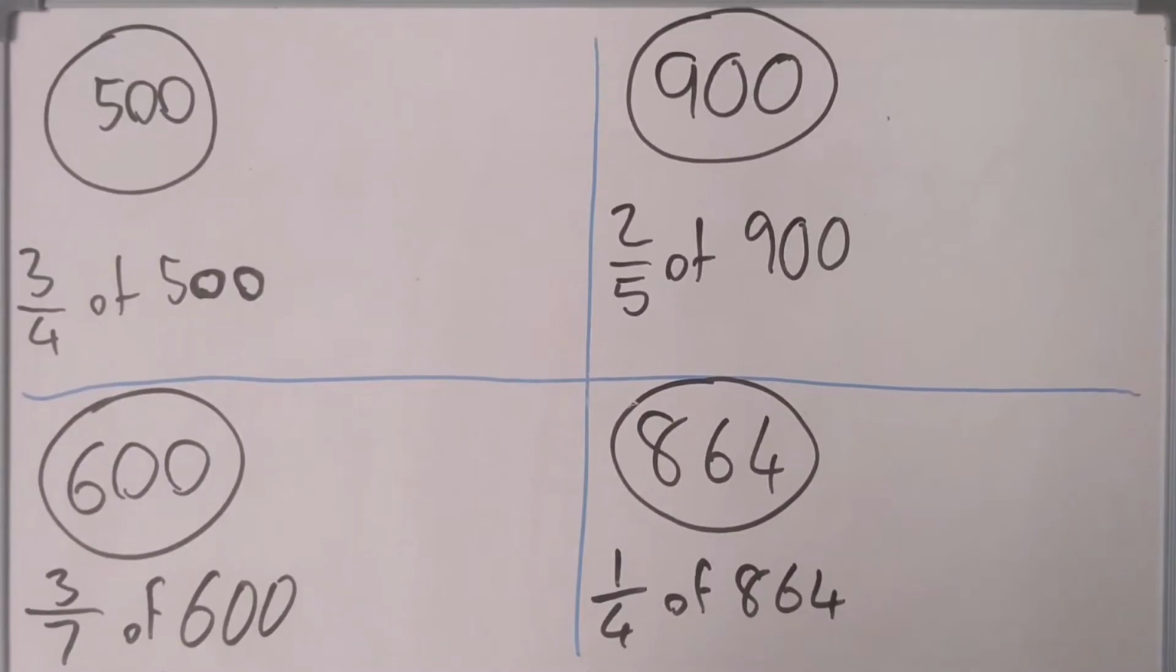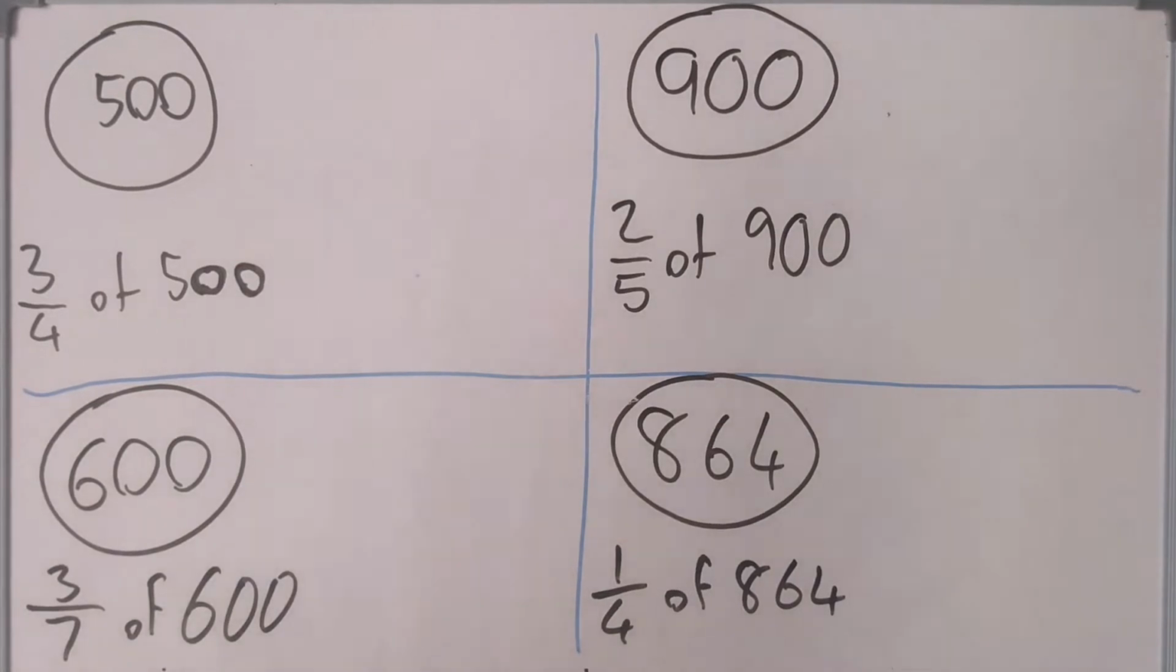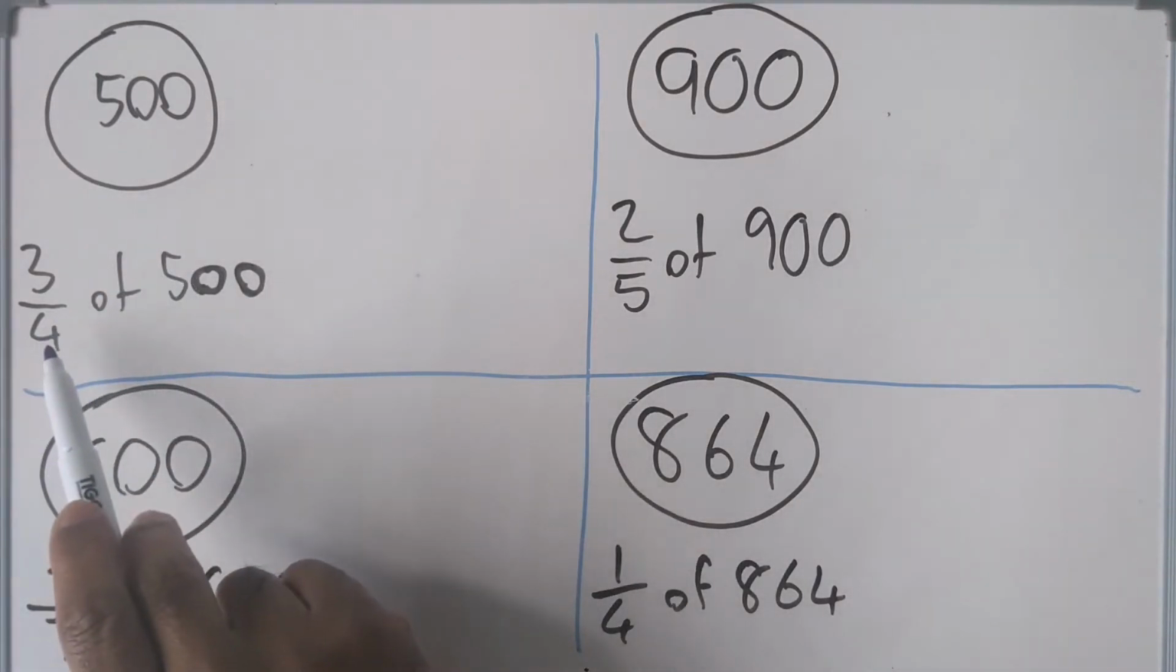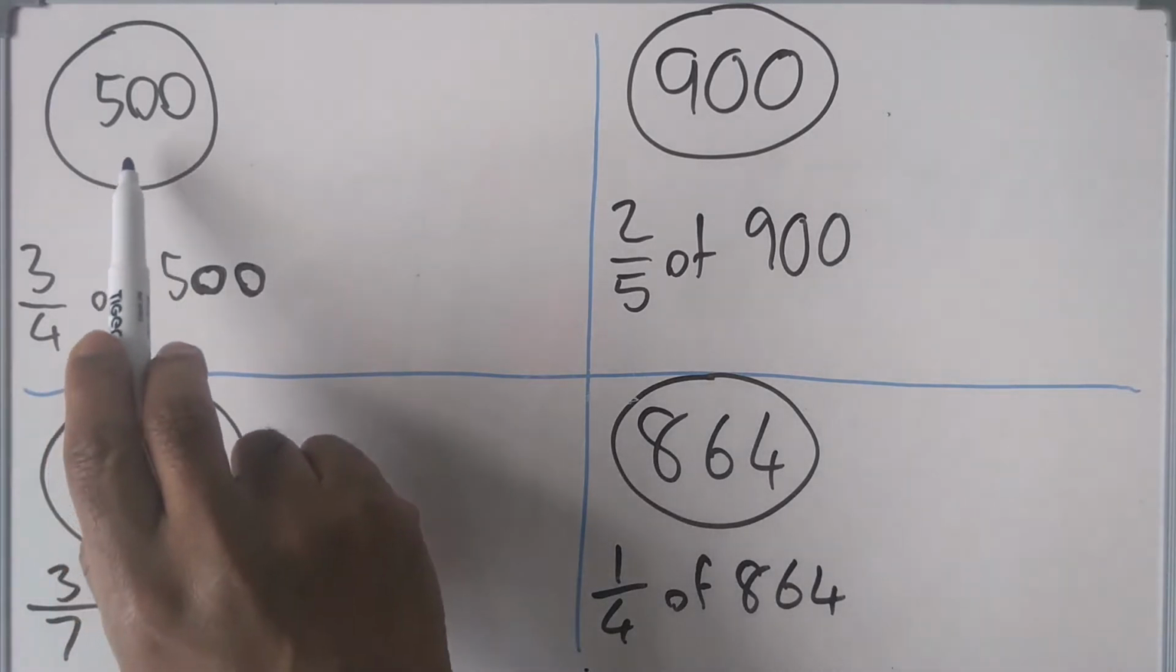In this video, we're looking at the method for working out fractions of amounts. So here we've got four examples: 3/4 of 500, 2/5 of 900, 3/7 of 600, and 1/4 of 864. So if we look at the first one, we're looking at working out 3/4 of 500.